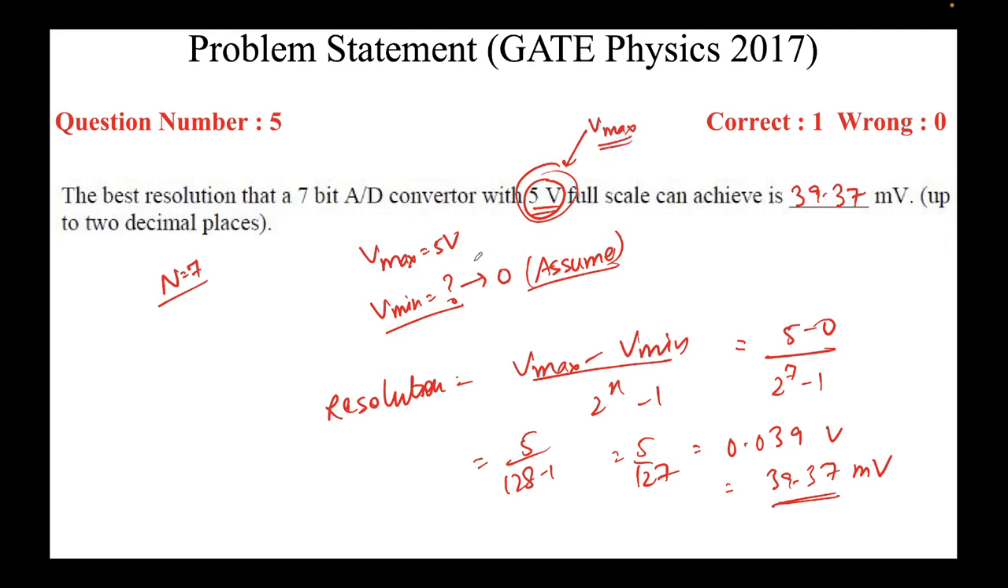Sir, it's a small doubt. Yeah, please ask. A to D converter with 5 volts. What is the meaning of this one, sir? A to D converter means the input will be analog. Input is analog and output is digital. This is the meaning of analog to digital converter. A device which does this thing is called A to D converter.